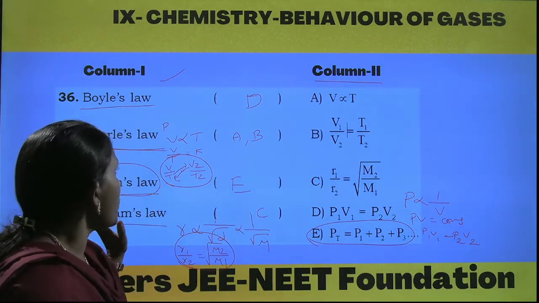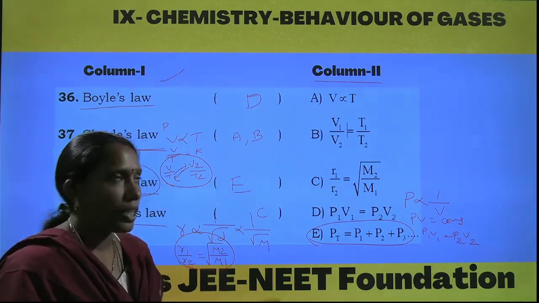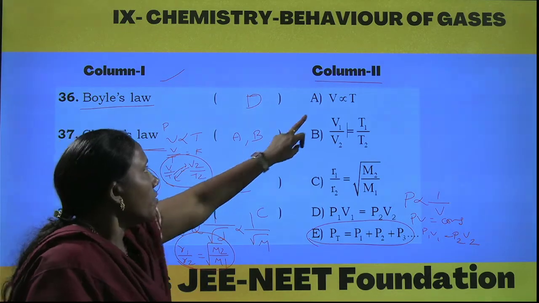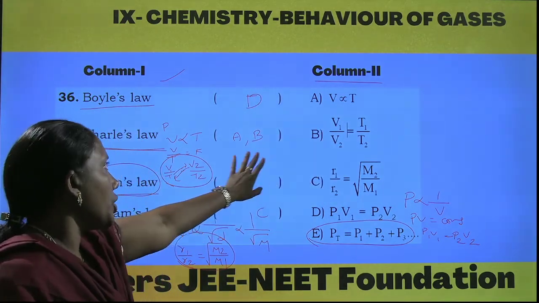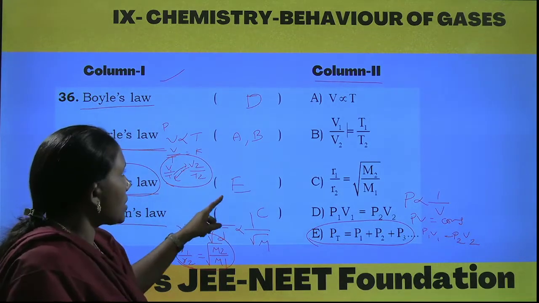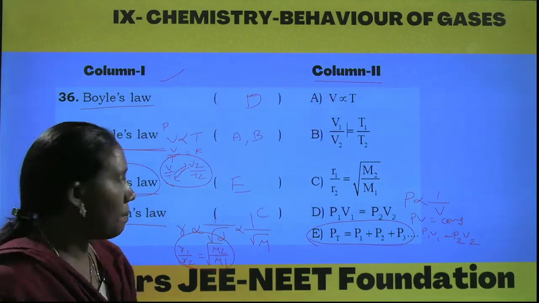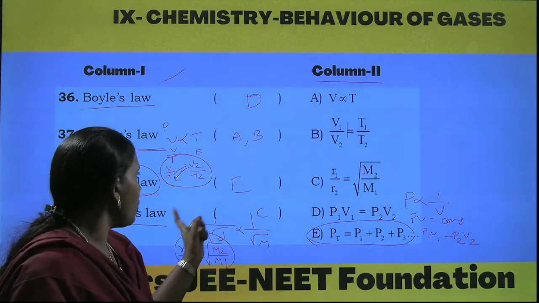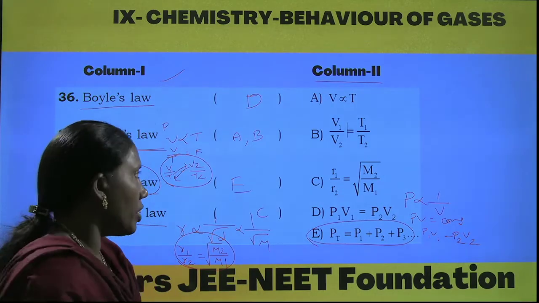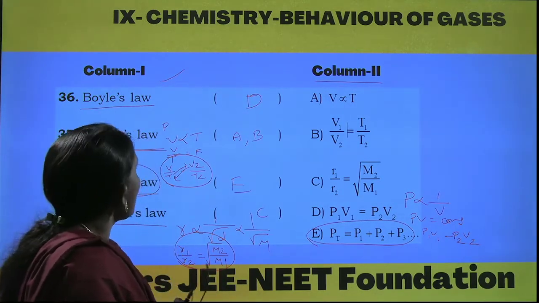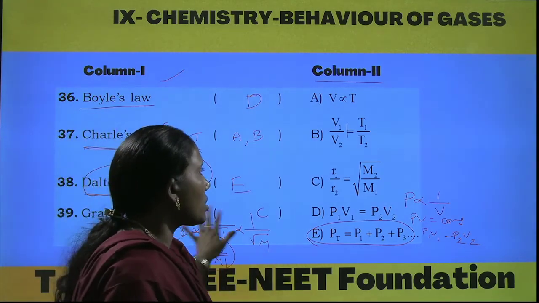So, this is the matching of column 1 and column 2. We matched Boyle's law with P1 V1 equal to P2 V2. Charles' law with V proportional to T, V1 by V2 equal to T1 by T2. Dalton's law is E, total pressure equal to the sum of its partial pressures. And Graham's law of diffusion, R1 by R2 equal to root of M2 by M1. Okay guys, so this is the matrix match type question. Okay, let's see the next type of questions.